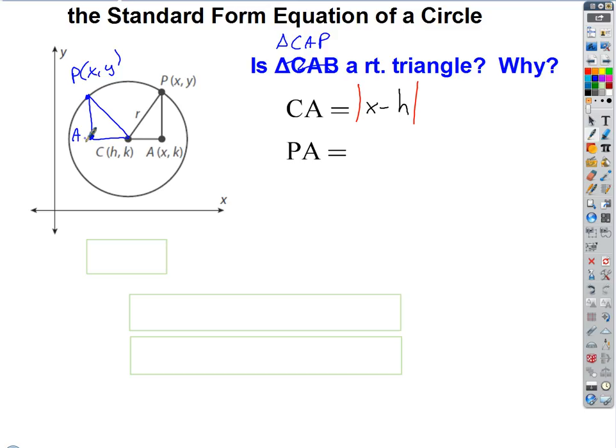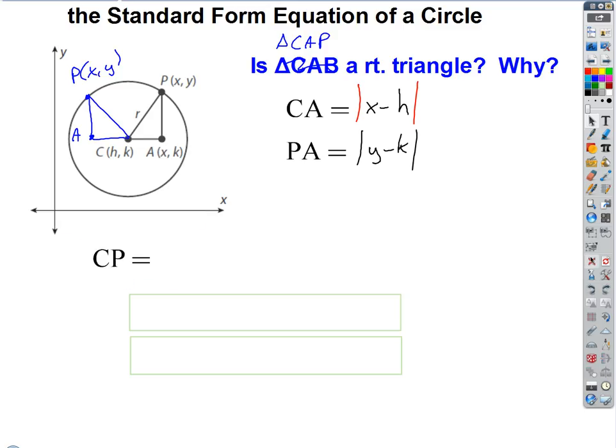Y minus K, okay? And once again, we want to ensure that that's always positive. So what could we do? Absolute value bars, something like that. Okay, so if that's the case then, let's put all this information together.